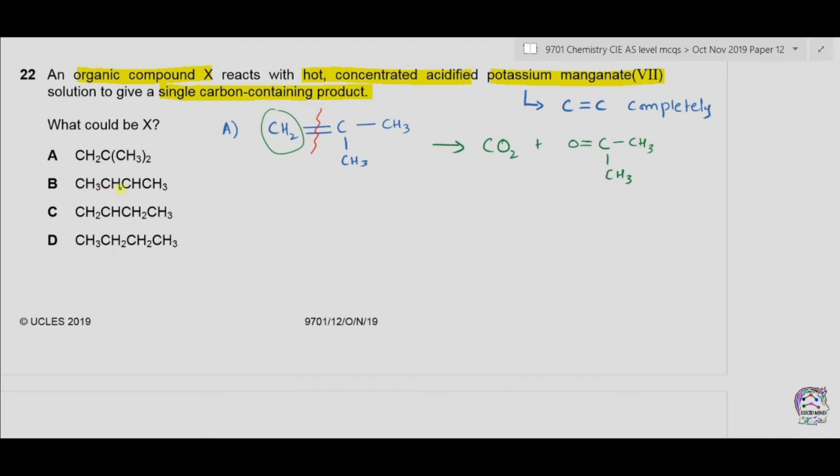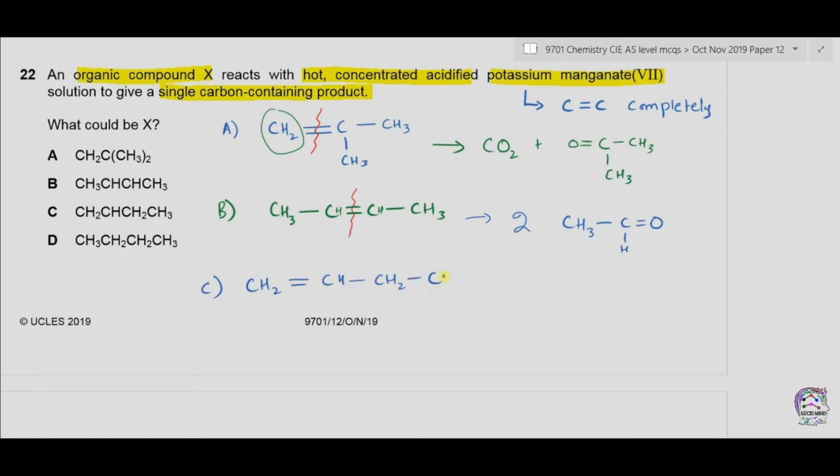In B we have CH3, CH, CH3, so there is a double bond between the second and third carbons. Let's draw the structure of B. Again the double bond will be broken completely, and as both sides of this double bond are symmetric, we would have 2 moles of CH3, C double bond O, H, so it is an aldehyde. In C we have CH2, CH, CH2, CH3, so the structure will be like this. Again on oxidation this double bond is broken and two different products are formed. The first carbon will convert into carbon dioxide and the second will convert into an aldehyde.